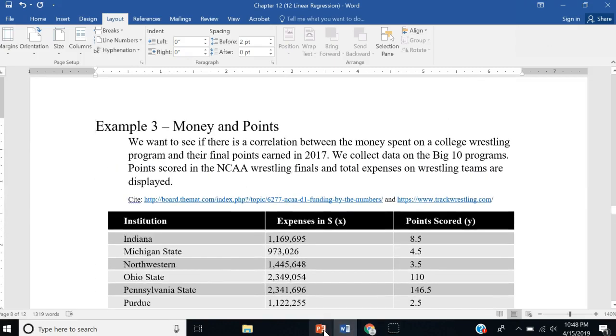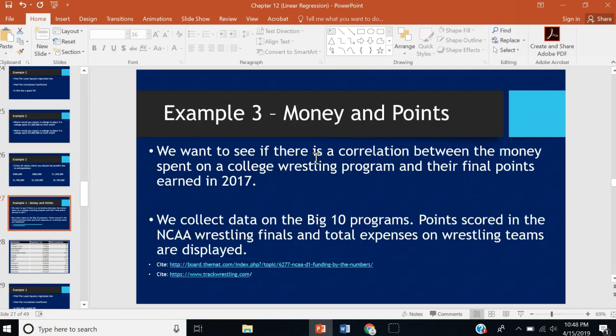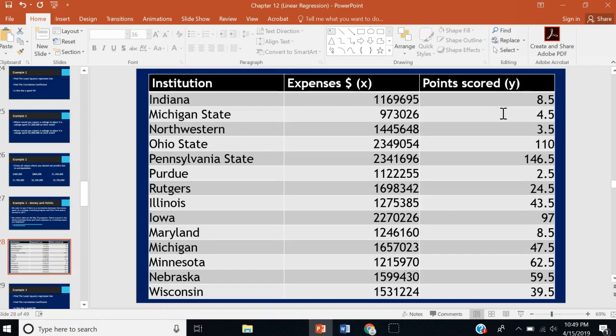All right. So let's move on to the next problem. We're going to use the same expenses in our data set. But this time, instead of asking whether there is a correlation between the amount of money spent by a college wrestling program and how they placed at nationals in 2017, let's look at the amount of money spent and how many points each team scored. For those of you who are not familiar, basically the more points a team scores, the higher they place in nationals. So instead of the placements we saw on the previous slide, we're going to look at expenses versus points scored at the national tournament.